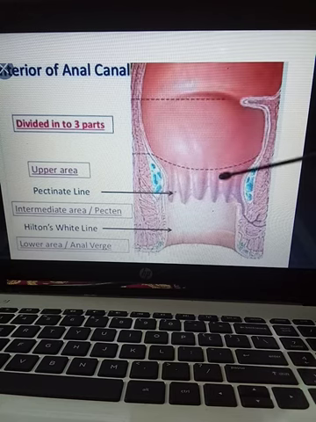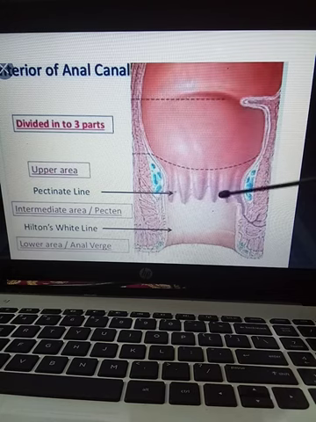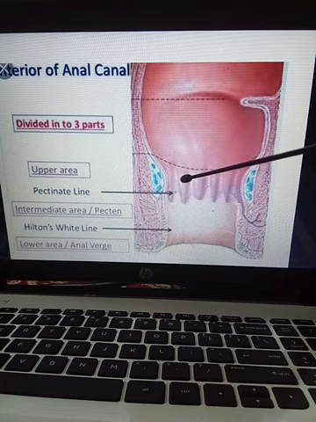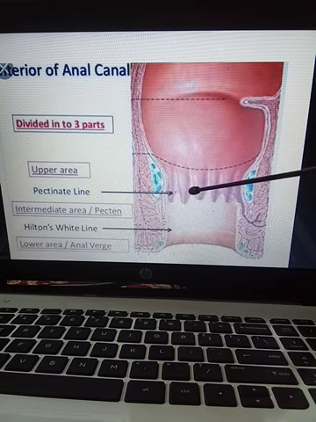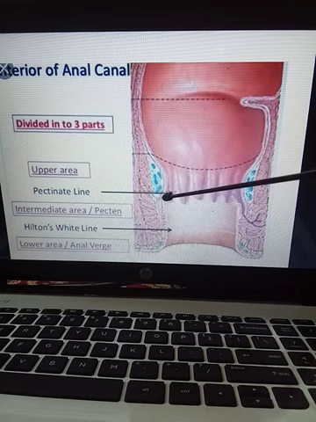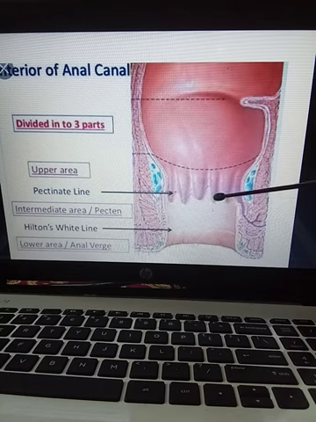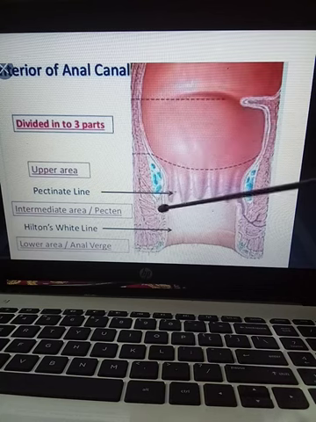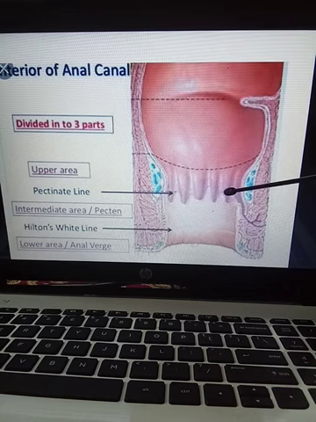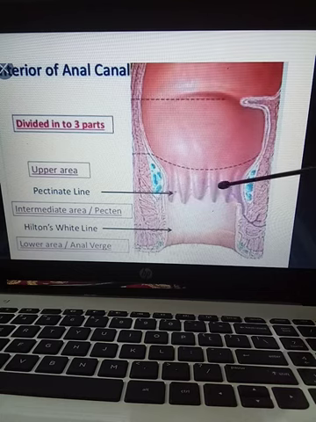These vertical folds, which are present in the upper 15 mm of the anal canal, are called the anal columns of Morgagni. These columns, as you can see inferiorly, are united by short transverse folds. When these short transverse folds unite, they form your pectinate line. These folds are called the anal valves.